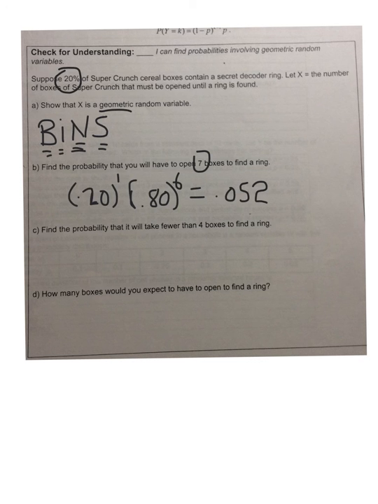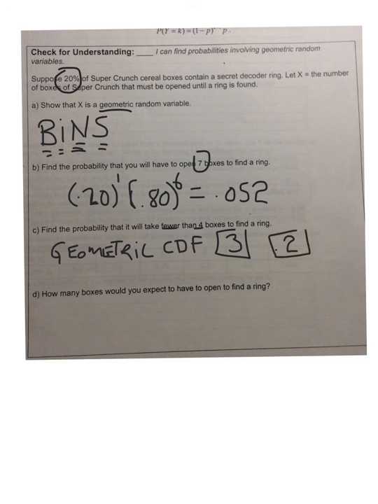Okay, the next one says find the probability that it will take fewer than 4 boxes to find the ring, which means 3 or 2 or 1. Now we could do all of those and add them together, or do geometric. Is it PDF or CDF? It is CDF. Okay, fewer than 4 boxes. So it's that CDF for 3. Okay, and what's our probability? 0.2. Okay, so there's that one. And the answer should be 0.488.